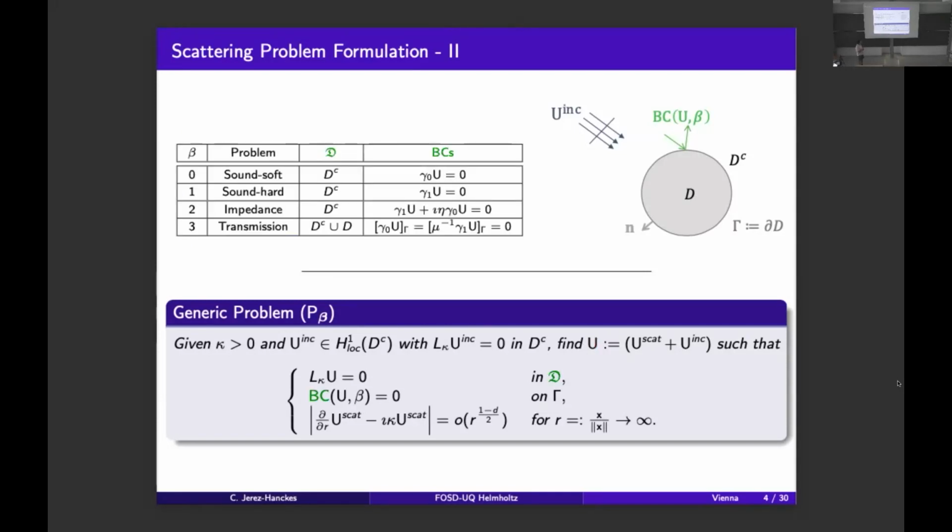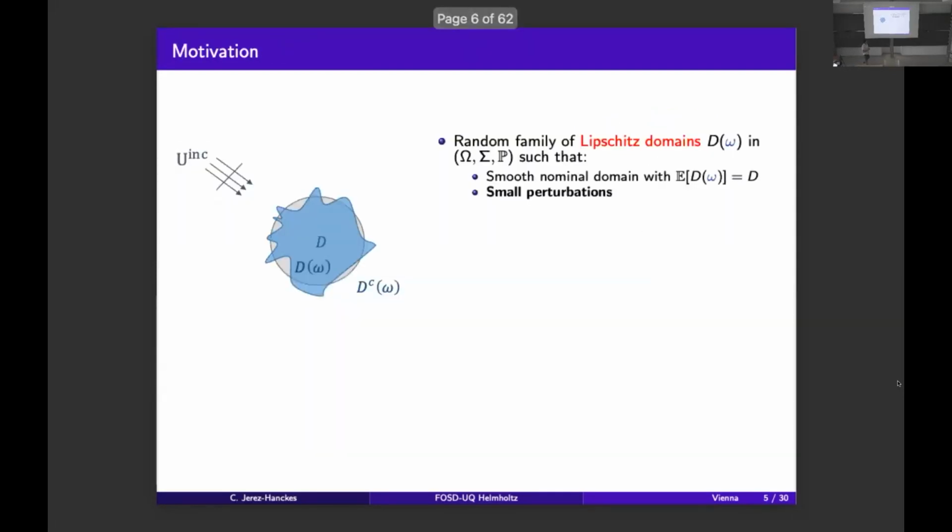And so, as I said, we have the sound soft, sound hard, we have also the impedance problem and the transmission one, where you would also like to see the solution here. And we will perturb the boundary Gamma in a certain way. And in this sort of generic framework, we have this beta 0, 1, 2, 3, and then you have your generic domain, where it's basically the exterior domain, except when you're talking about the transmission problem. So how do we want to model this?